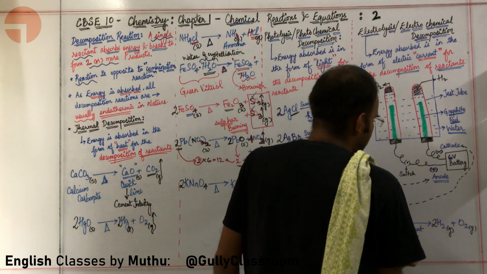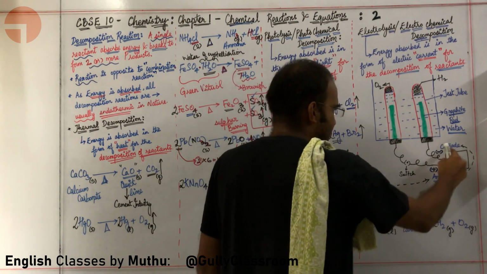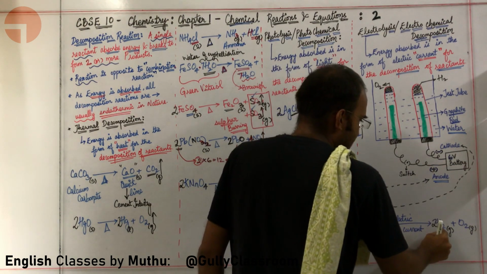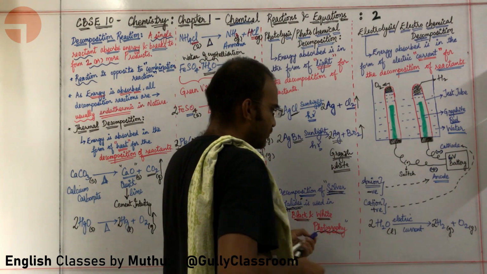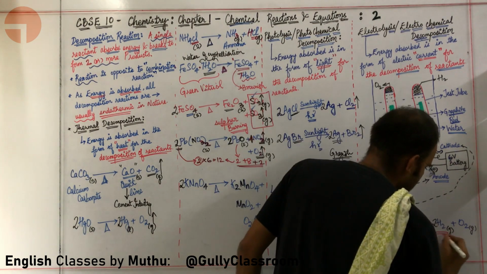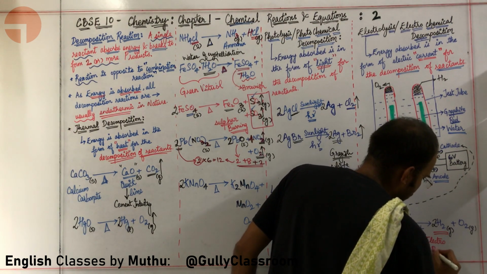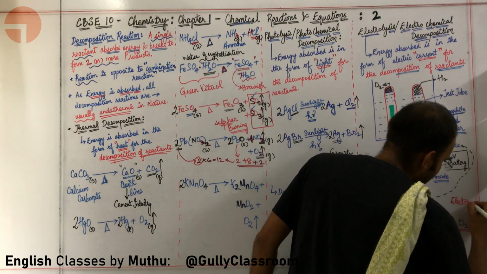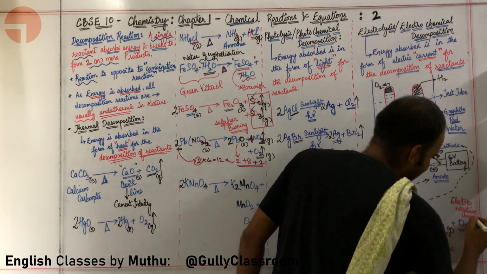Let us get back to this particular reaction. H2O, when electric current is passed using a 6 volt battery, breaks into H2 and O2. What is the nature of H2? H2 is electropositive in nature. What about O2? O2 is electronegative in nature.